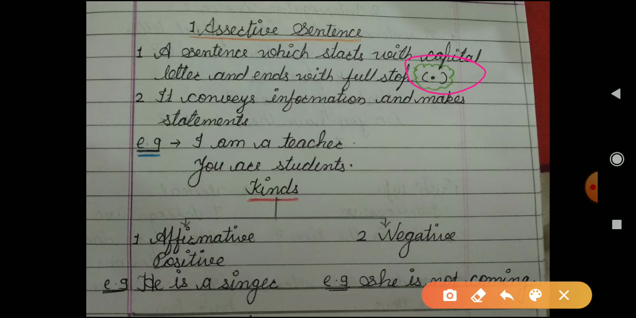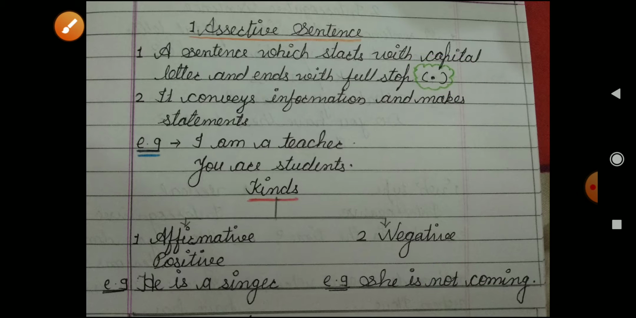This assertive sentence is divided into two kinds. Affirmative sentence, which we call positive, and the second kind of assertive is negative. An affirmative sentence means a statement which gives a positive meaning, and a negative statement means a sentence which gives us a negative meaning. You can see here how the use of not shows the negative statement. So an assertive sentence is a sentence which starts with a capital letter and ends with a full stop.